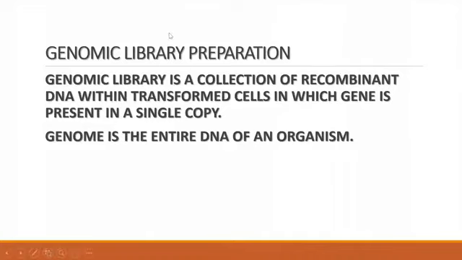So what is a genomic DNA library? A genomic library is a collection of recombinant DNA within transformed cells in which a gene is present in a single copy. Now, what are transformed cells? Supposing we have inserted that fragment of DNA into a vector, plasmid or phage, then this is called a transformed cell.